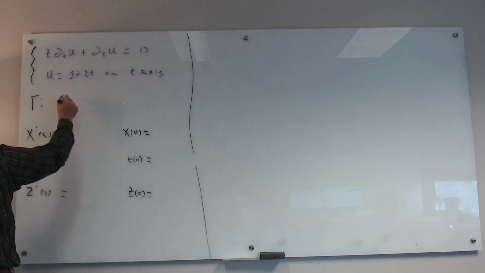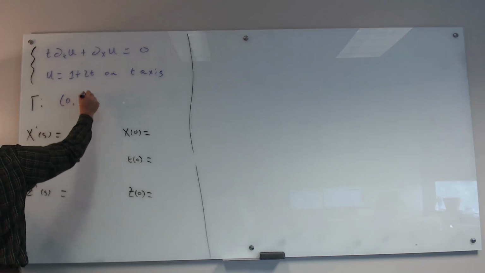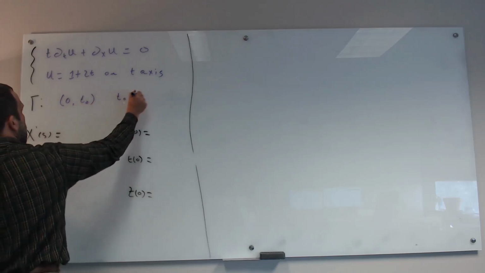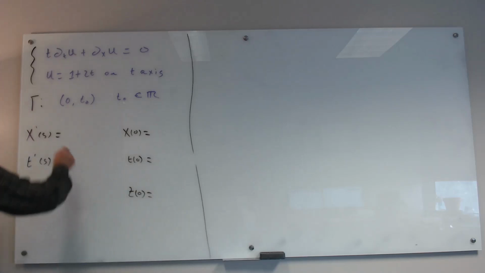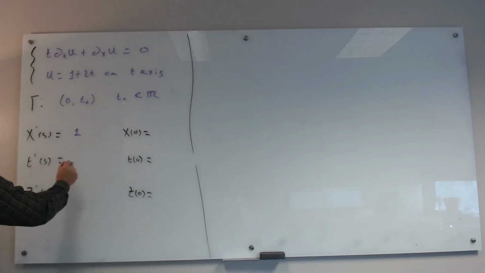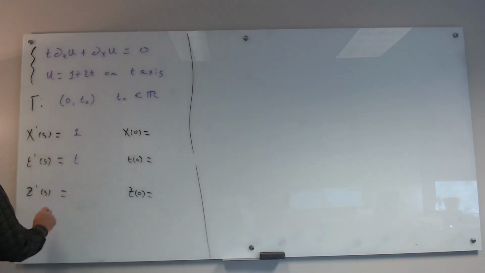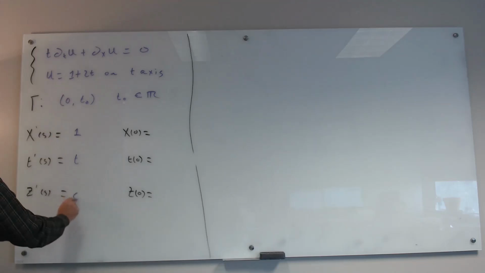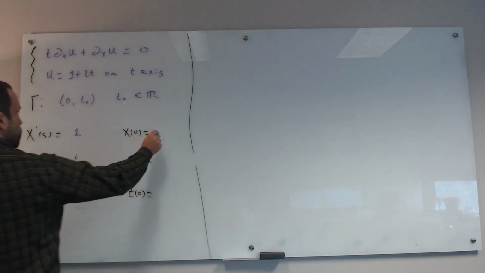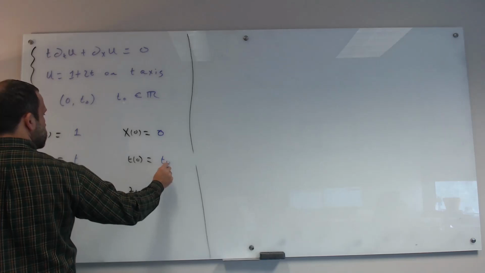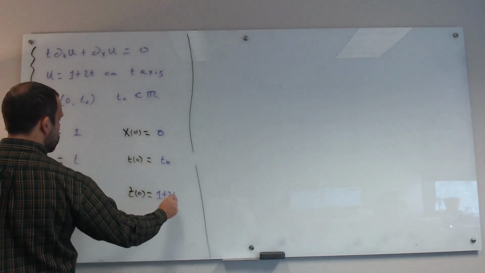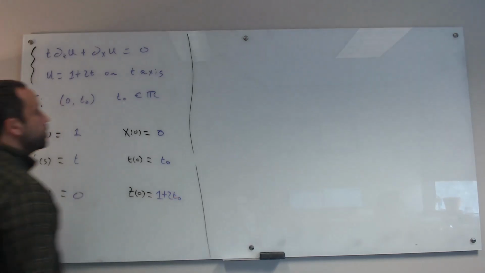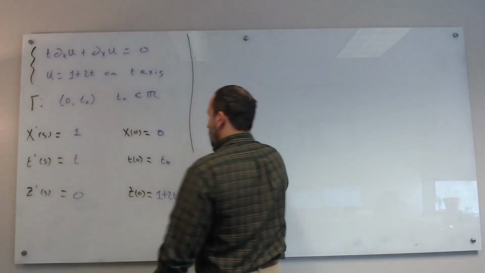Okay, so the parameterization again will be 0, t naught, and this is for t naught in the set of real numbers. So x prime is whatever is multiplying the x derivative of u, that's 1. T prime, whatever is multiplying the t derivative of u, that's t. Z prime is going to be the right hand side, that's 0. X of 0 is 0, t of 0 is t naught, and z of 0 is going to be 1 plus 2 t naught.